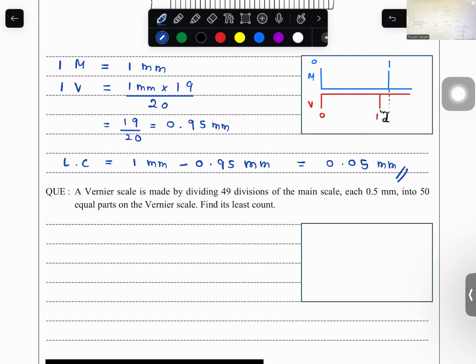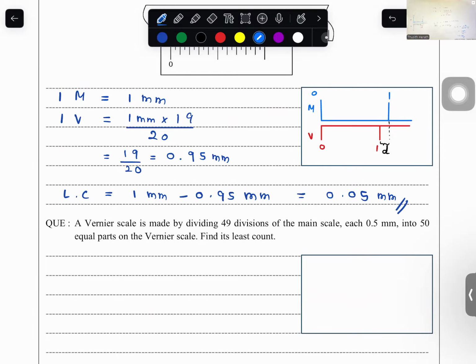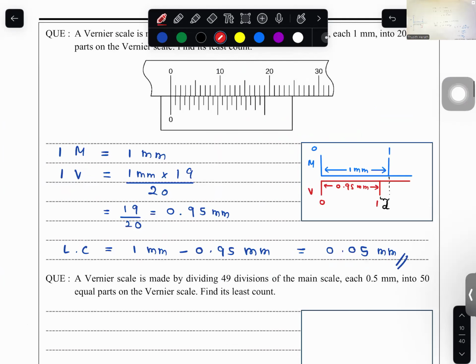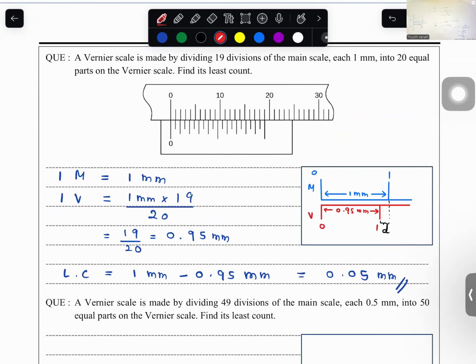Got it? This is the correct way of finding the least count of this vernier caliper, right? Also, I will include the lengths here. This is 1 millimeter. This is 0.95. Right? This is the complete workout to find the least count of this vernier caliper. Complete it with me.